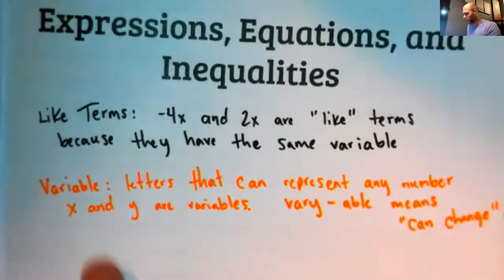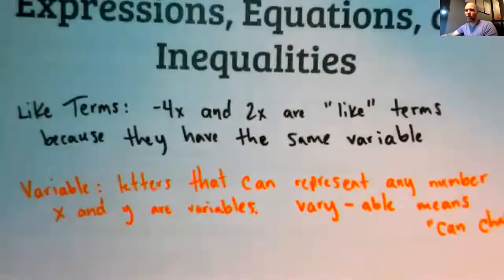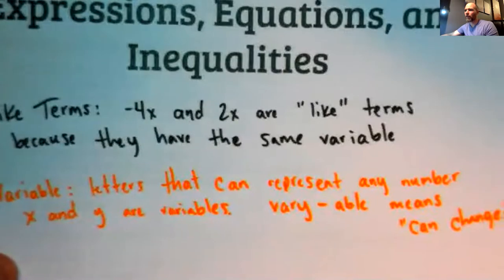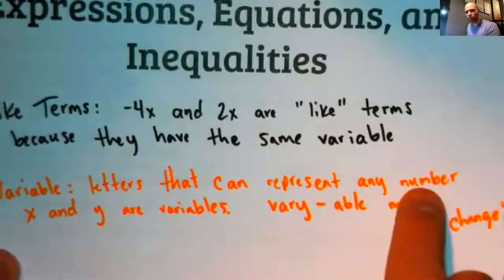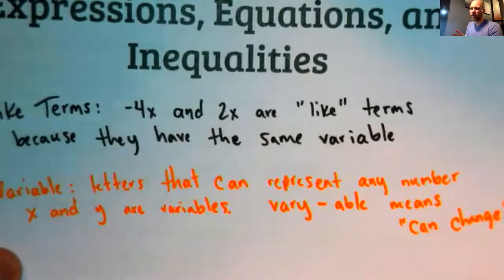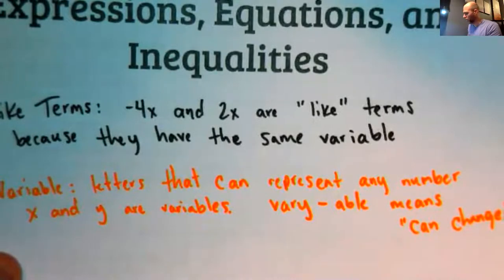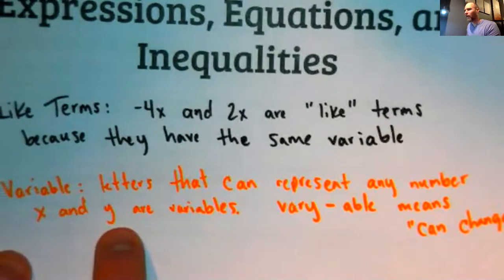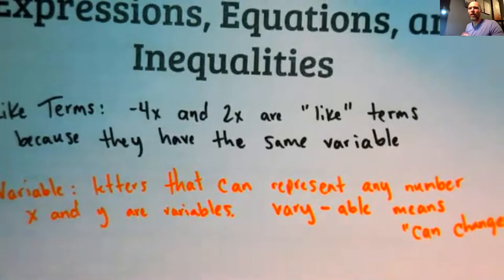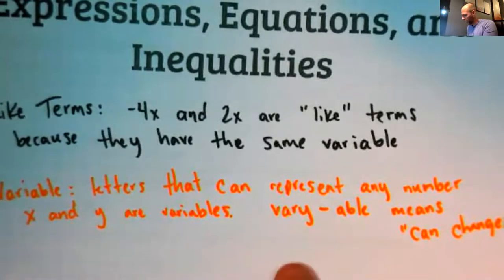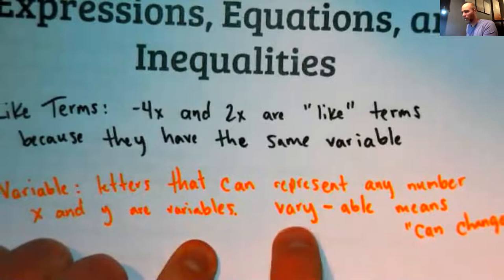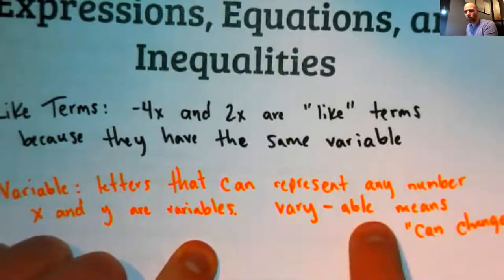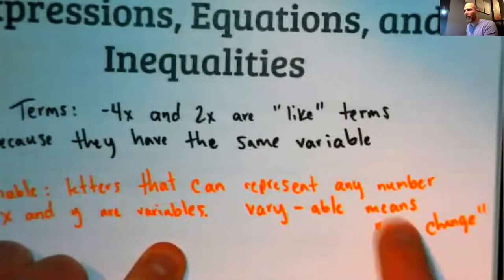All right, and then the last one, variable. Most people know this one. You probably know this. It's the letters that can represent any number. Sometimes there's situations where variables can only represent certain numbers, but usually they represent any number. So in this case, x and y are variables. And I want to point out why they're called variables. It's very able, right? V-A-R-Y. The word vary means to change. Changeable. It means something that can change.